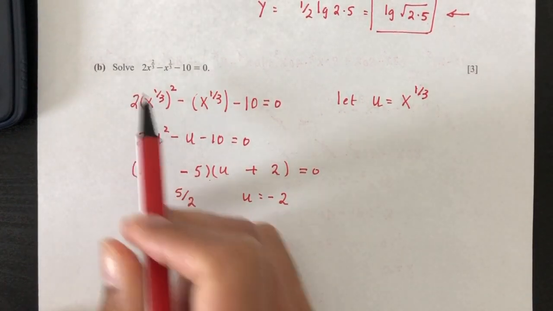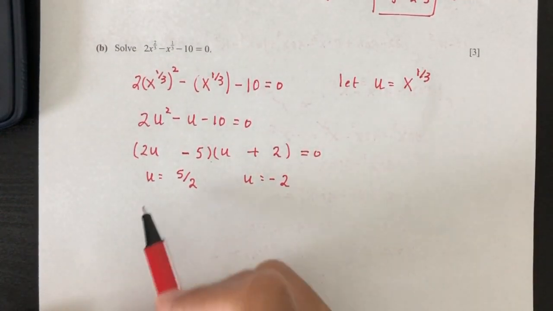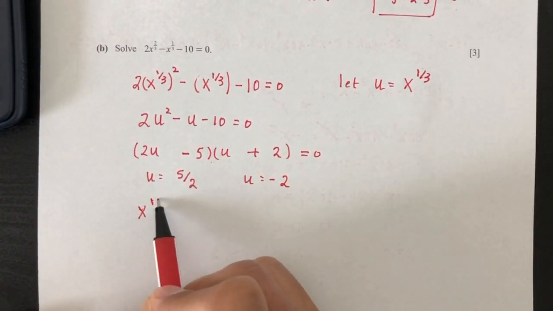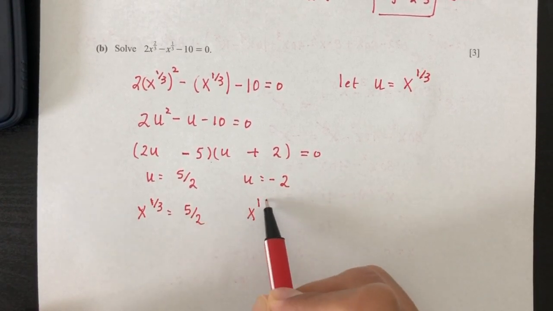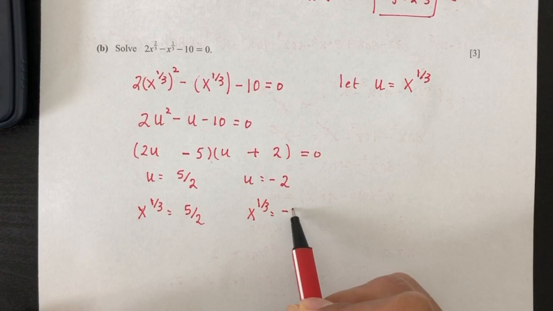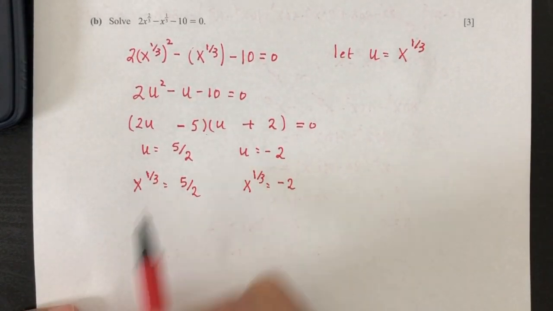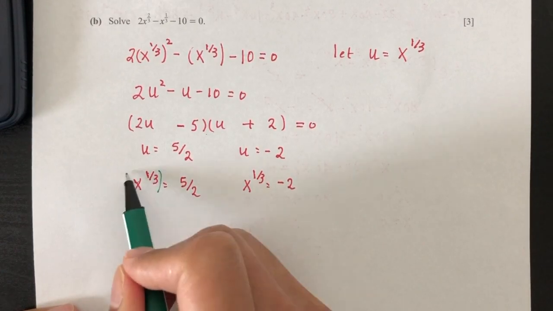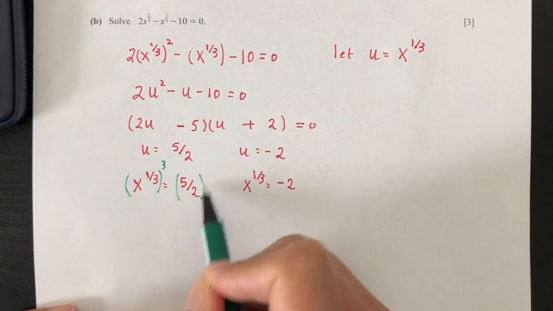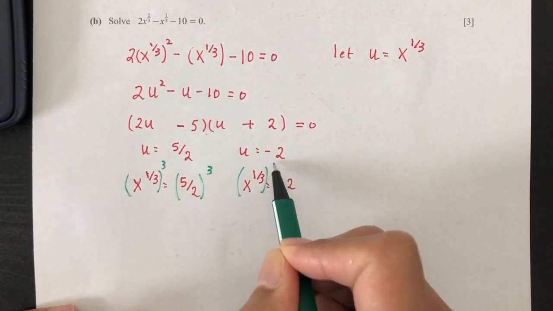But now the question is to find the value of x. So replace u by x. x^(1/3) becomes 5 over 2. x^(1/3) becomes minus 2. Now to get rid of the power 1 over 3, you have to take power 3 on both sides.